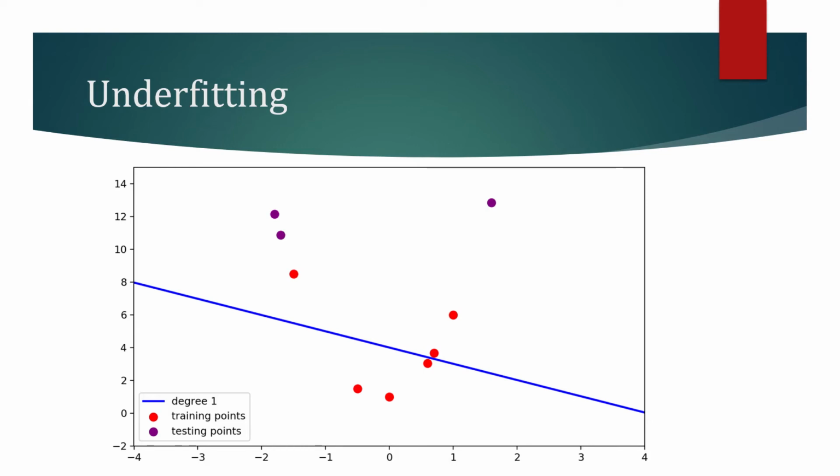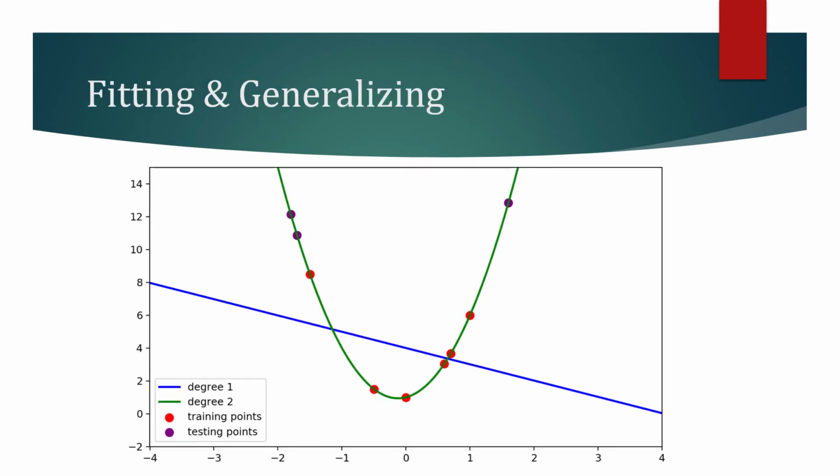Let's now look at the model which is able to fit and generalize for this data. The green plot was obtained by performing the second-degree polynomial regression on the data. We can see that it fits training data well and generalizes to the testing points. This is because the model's capacity is appropriate for the current task and the amount of the provided training data.